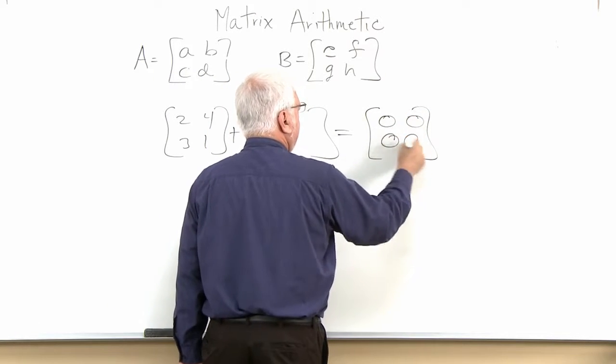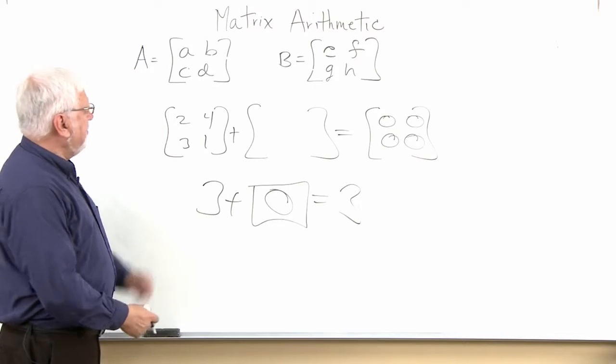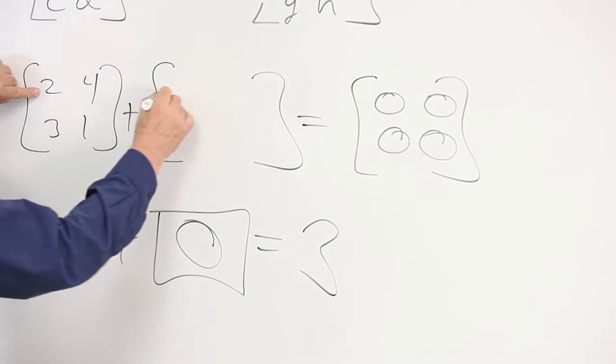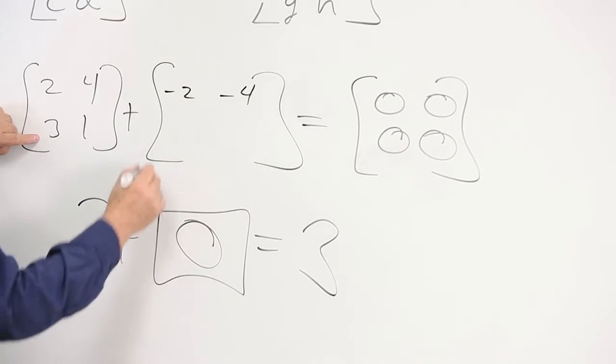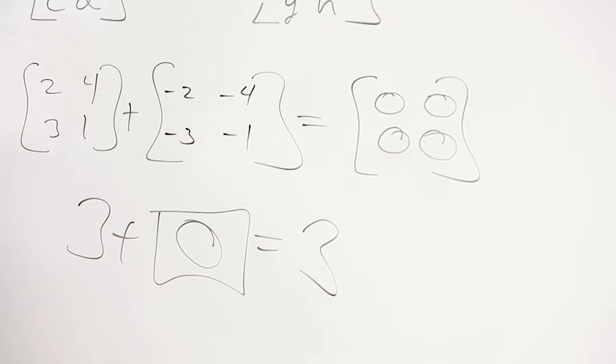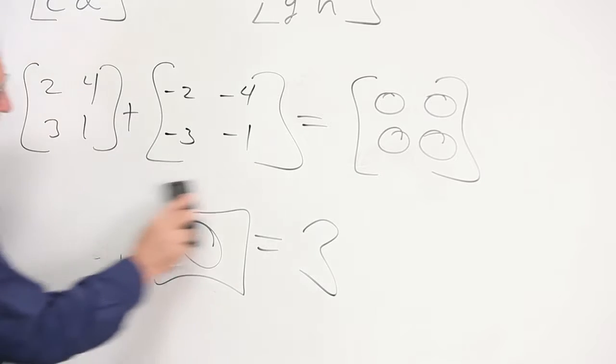0, 0, 0, 0. So what could I add to that? Well, it's pretty straightforward. It's really the additive inverse for these. So this would be a negative 2, negative 4, negative 3, negative 1. Boom, we got the 0. Now, does that 0 work if we do this thing with it? Let's try it and see.